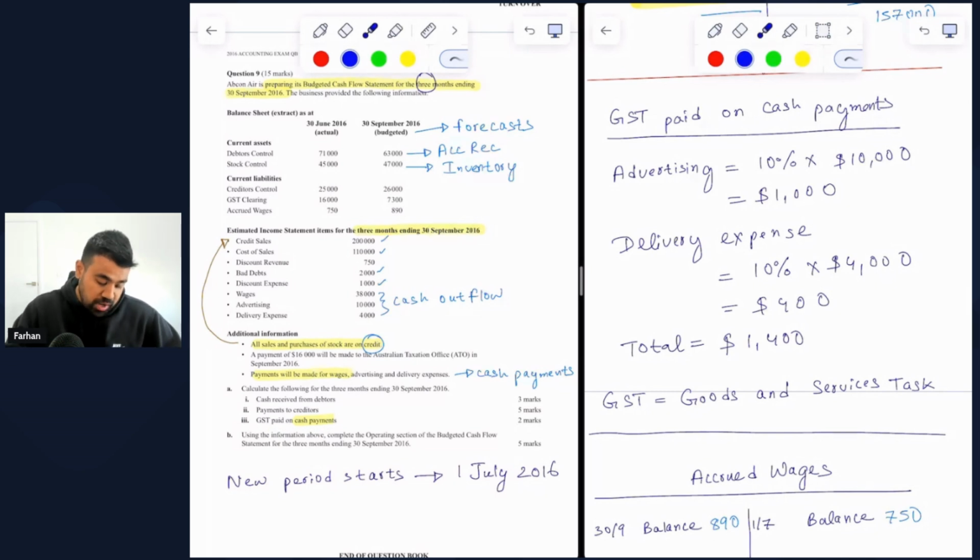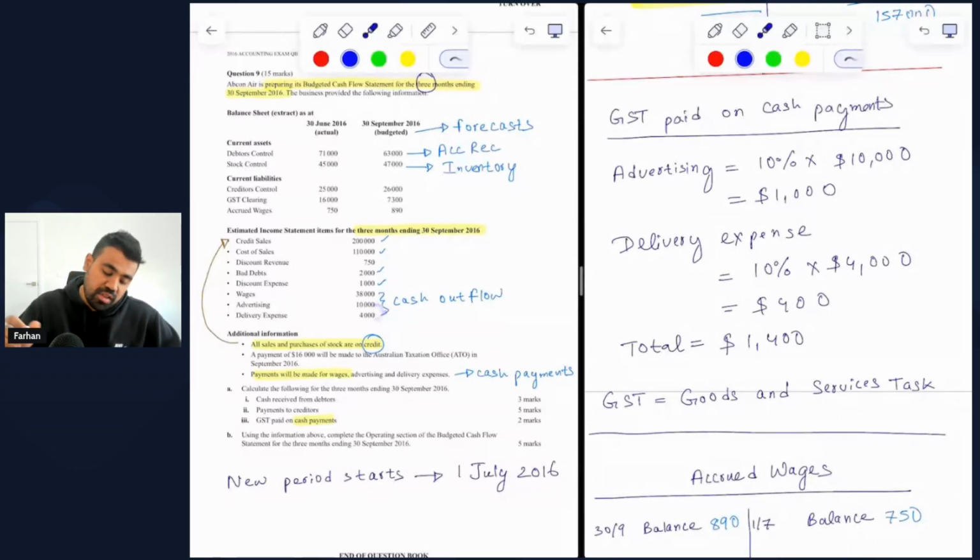Now let's check the income statement for expenses where we will be having GST included. It is the advertising and the delivery expense. Now GST stands for goods and services tax. So both advertising and delivery expense here refer to services, and therefore both of these will have GST that we will be paying on top of the original amount.